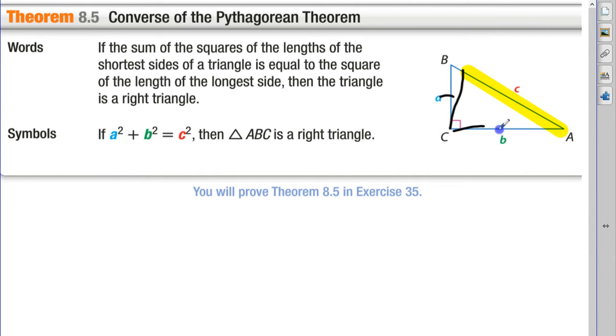This guy here is still b in length. Oh, c got smaller, and now I don't have a right triangle anymore. I have an acute triangle.